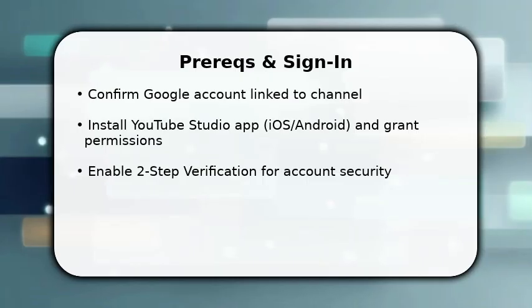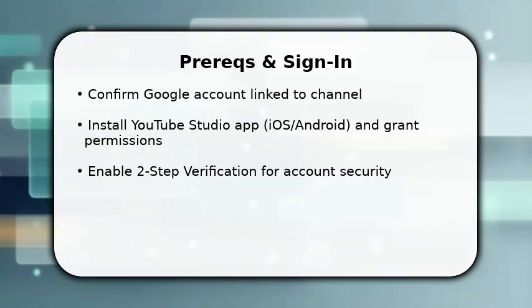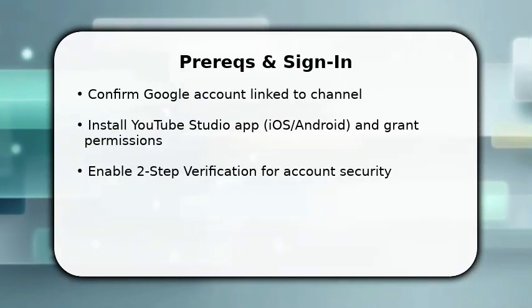Enjoy the video. You start by confirming you have a Google account that owns or manages the channel you'll manage. Open the YouTube Studio app and sign in with that account. Grant camera, microphone, and storage permissions so uploads and thumbnails work. Once signed in, make sure two-step verification is enabled for security and family-managed devices are identified.